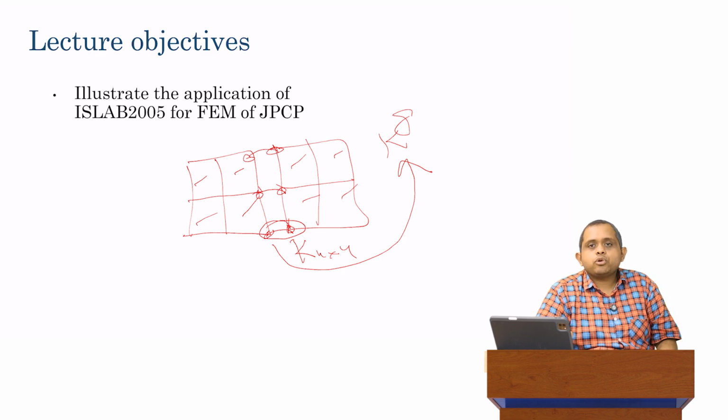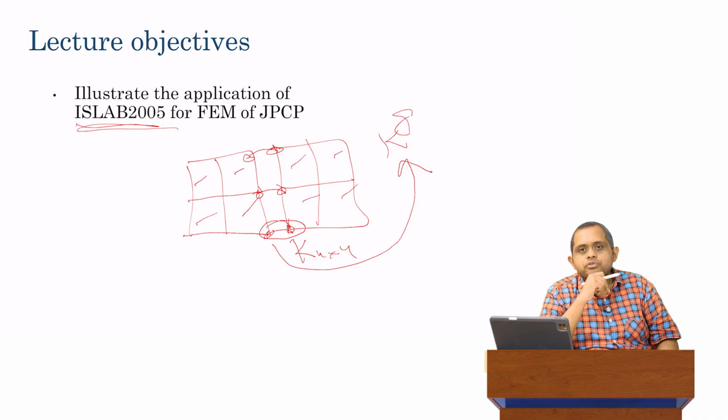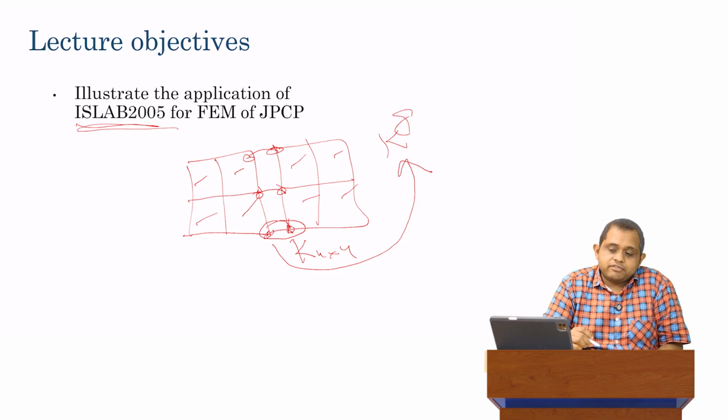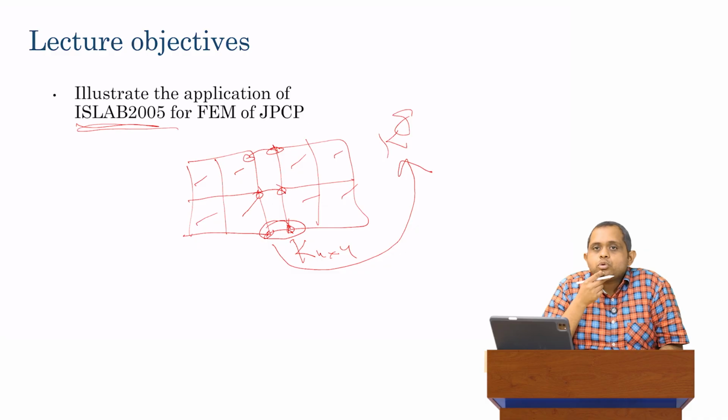So today's lecture, I'm going to show you probably the best known program which is exclusively used for JPCP pavements. I'll talk about other programs also which could be used, but this is the one which is best used for JPCP. This program is called ISLAB2005. And ISLAB2005 is a finite element program exclusively used for JPCP pavements. It will basically implement everything we talked about.